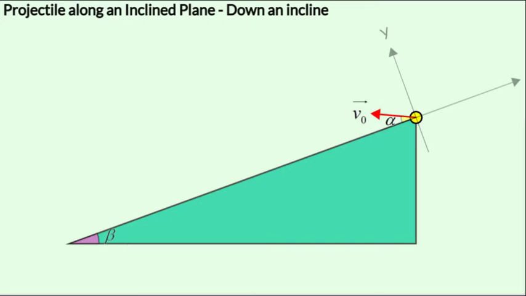In the incline examples that we have been through so far, we have always launched a projectile upwards. In this lesson, let's launch it downwards and we shall see what the differences are. So this is how a projectile will be launched, that is, down the incline. The angle of inclination of the incline is beta, and the launch angle is alpha.